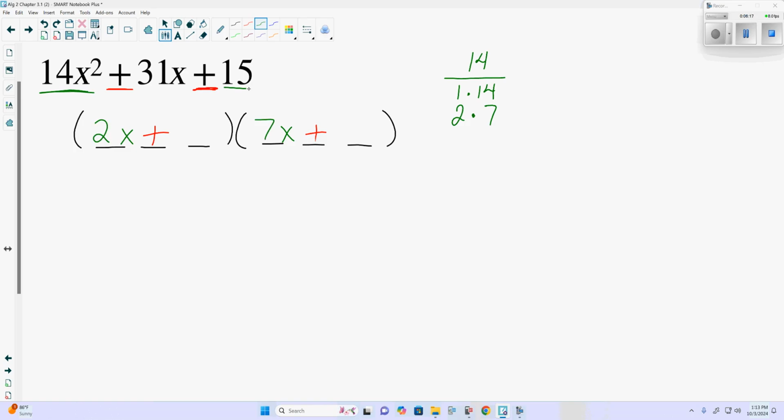Third term's 15. We need the factors of 15. Well, we have 1 and 15, 3 and 5.